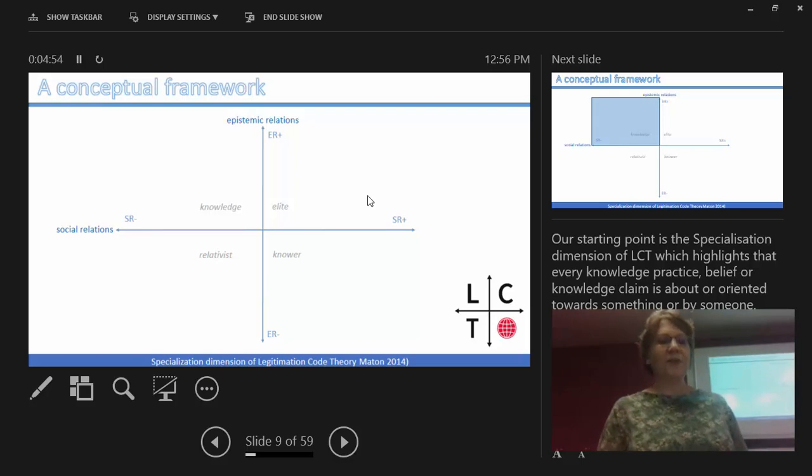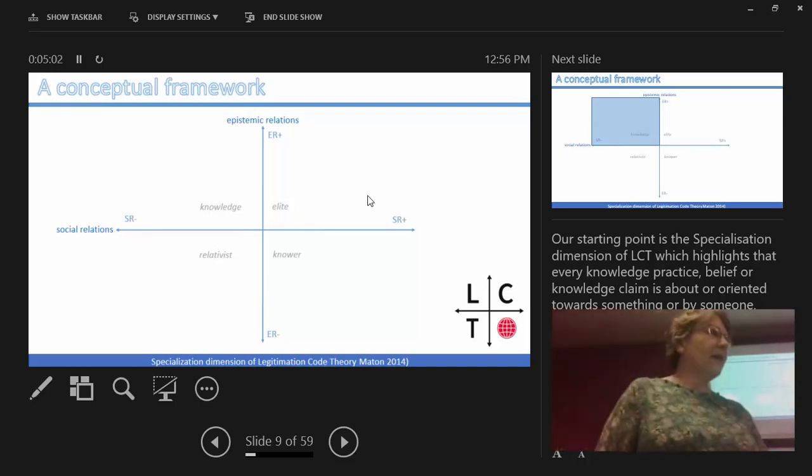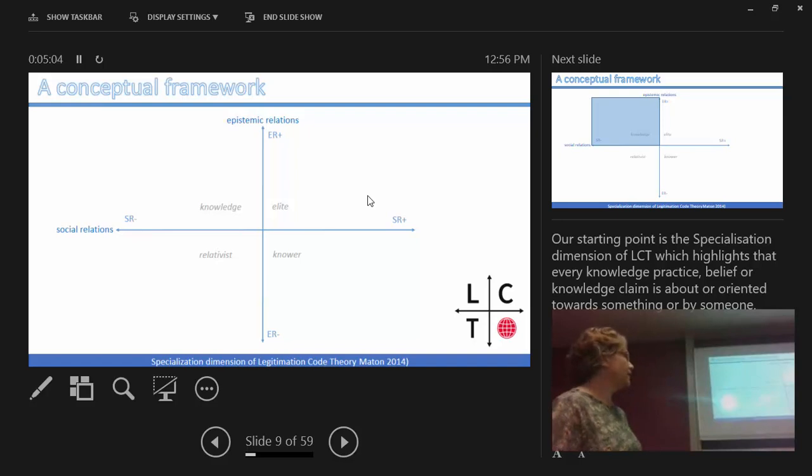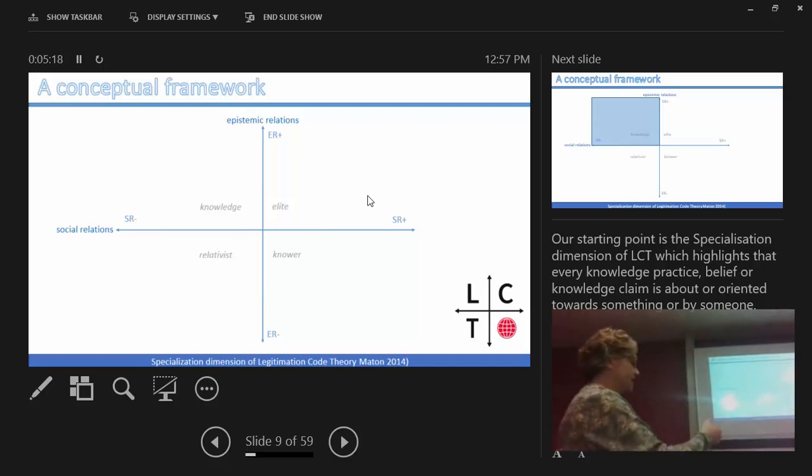Our starting point is what is referred to as the specialization dimension of legitimation code theory. And this highlights that every knowledge, practice, belief, or claim is made about something, orientated towards something, and it is also made by someone. And you'll notice here, I'll focus only on the knowledge quadrant here.